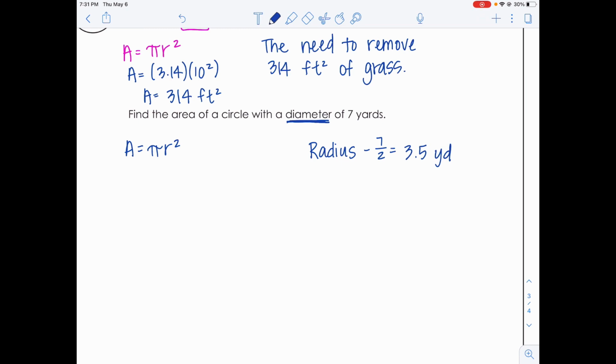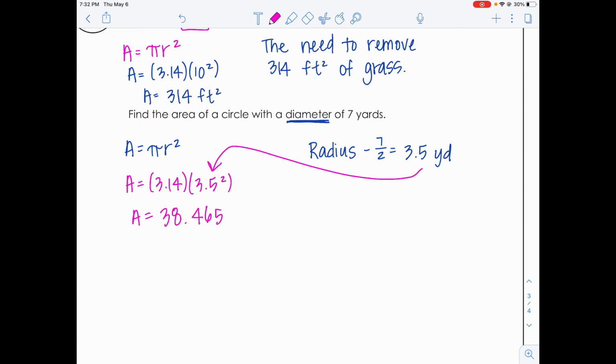Now that I have my radius, I can plug that into my formula. So area equals 3.14 in for pi. For the radius, I got 3.5, so I'm going to plug that in right here and square it. When I plug it into my calculator, 3.14 times 3.5 squared tells me that the area of this circle is 38.465 thousandths yards squared.